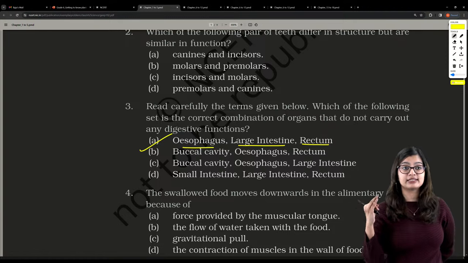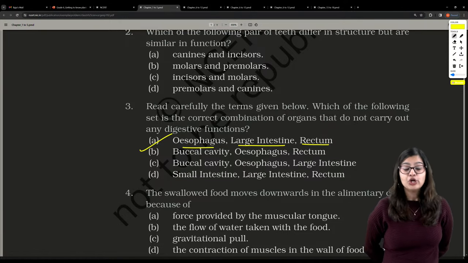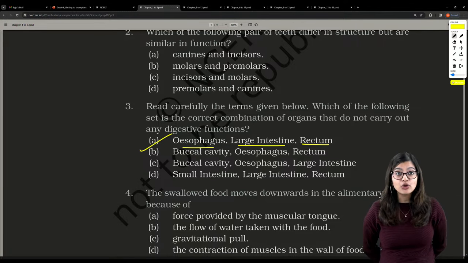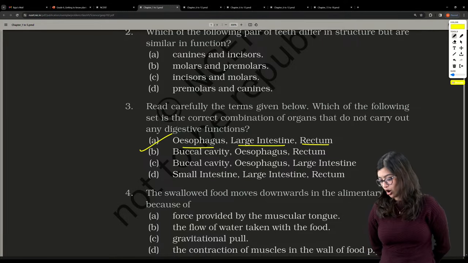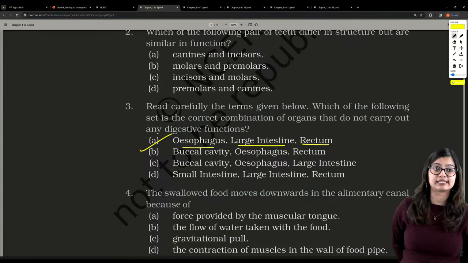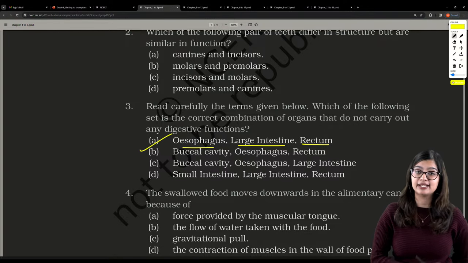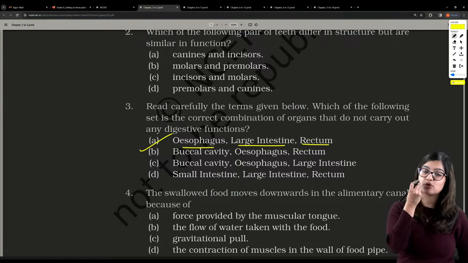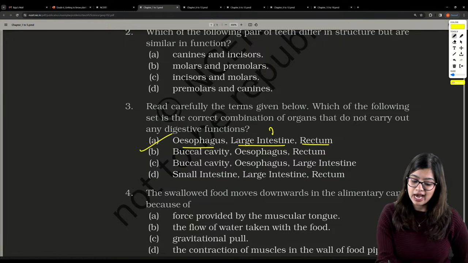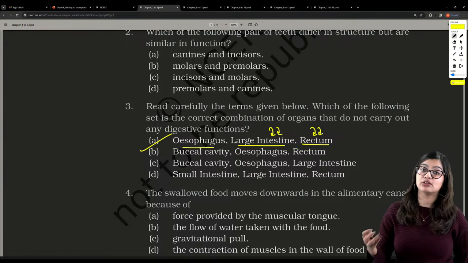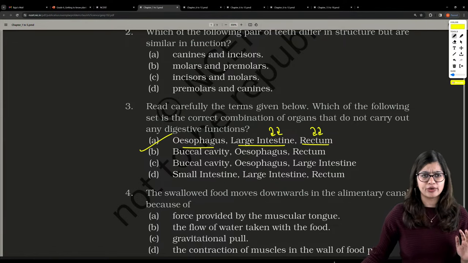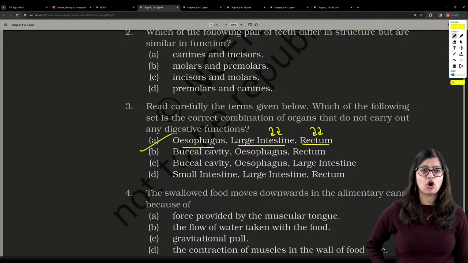Now in esophagus, large intestine and rectum, do you think that we are going to be having breakdown of substances? No, right? We are not going to be having any breakdown of substances. Now here in esophagus, there is transport, right? We see that food will move down. It's the food pipe. So from mouth, it will reach the stomach. Large intestine, there is reabsorption of water. Rectum is where the undigested food is briefly stored, which is why we see that the correct answer is option A.